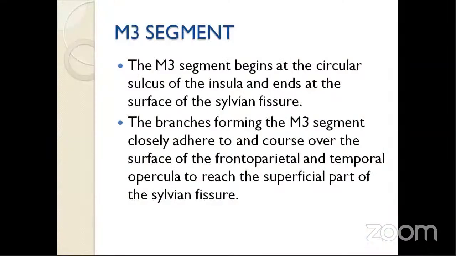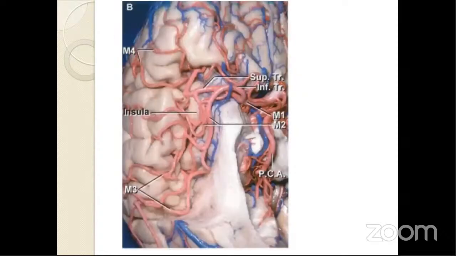The M3 segment begins at the circular sulcus of the insula and ends at the surface of the Sylvian fissure. The branches forming the M3 segment closely adhere to and course over the surface of the frontoparietal and temporal opercula to reach the superficial part of the Sylvian fissure. The M3 segment, as we have discussed, starts at the circular sulcus and supplies the operculum, and then it terminates at the surface of the Sylvian fissure, and it then becomes the M4 segment of the MCA.